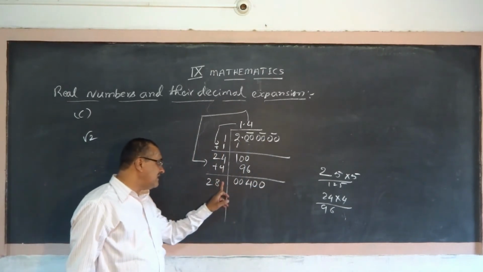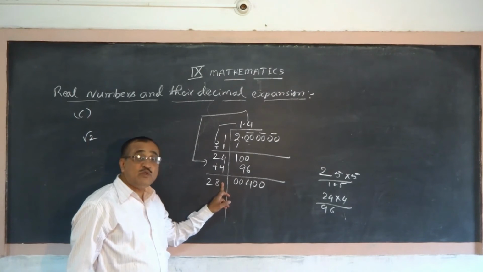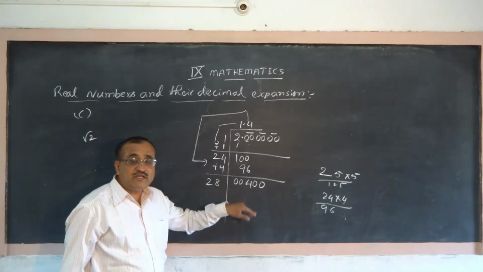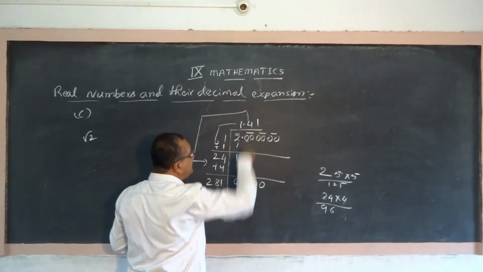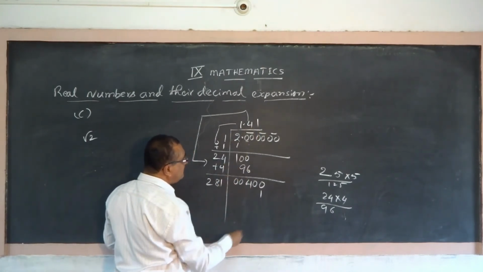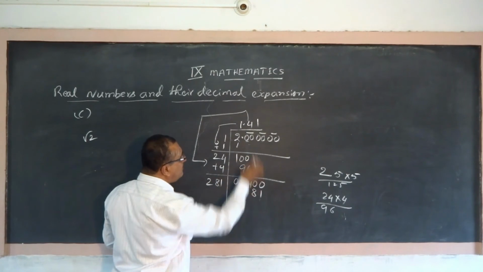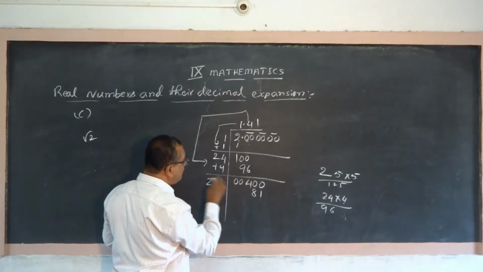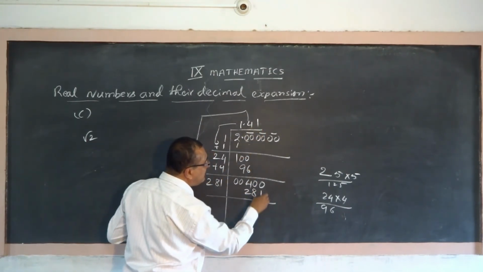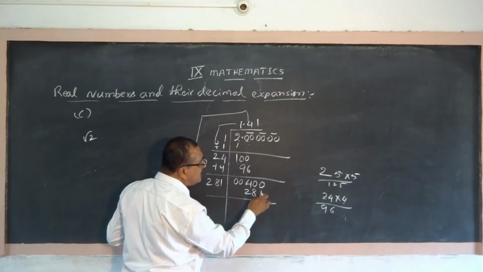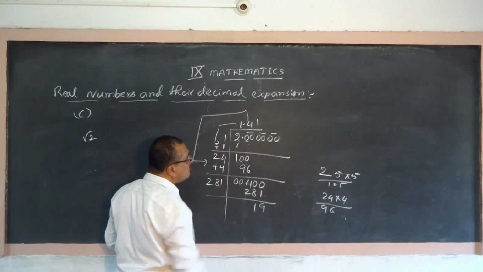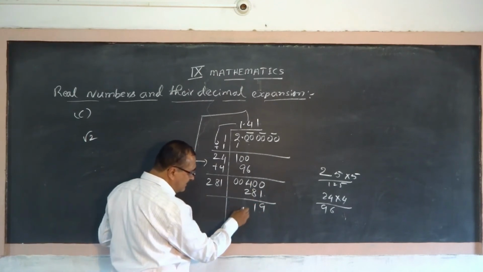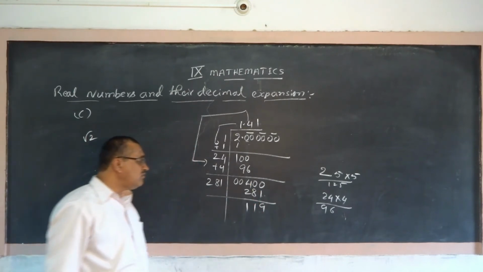Here 282 exceeds 400. Take 1 here. 1 1s are 1, 1 8s are 8, 1 4 2s are 2. 10 minus 1, how much? 10 minus 1 is 9 and here 9 minus 8 is 1. Here it is 3 minus 2, 1. 1 1 9.